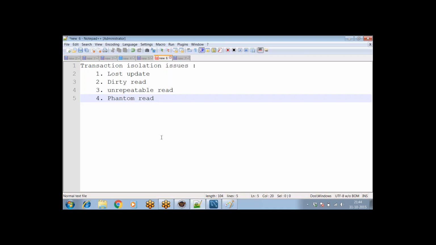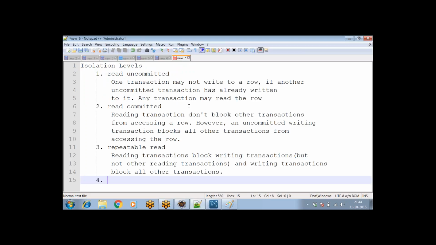So how to address this issue? It is not related to a specific row, a particular row. It is related to multiple rows or a table, I can say. So far the issues which you saw were just row level, that means only one row. But now phantom read deals with multiple rows. So to address this issue, we need to set the isolation level to serializable.